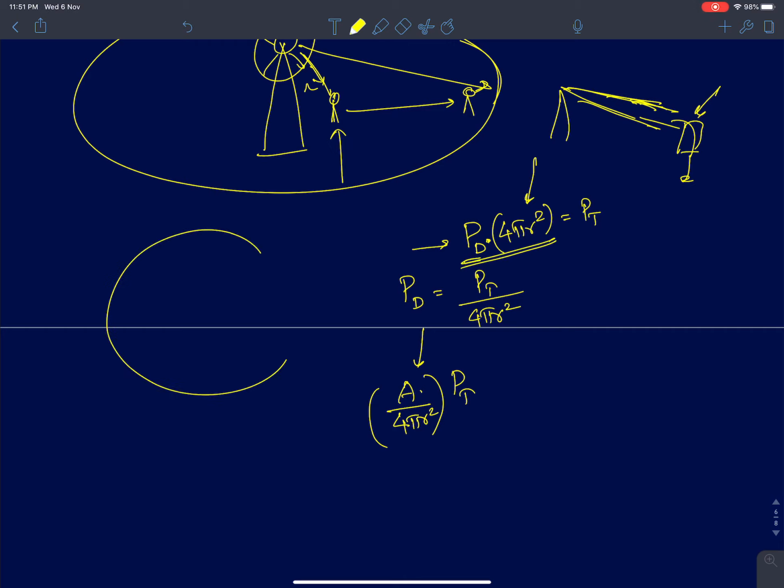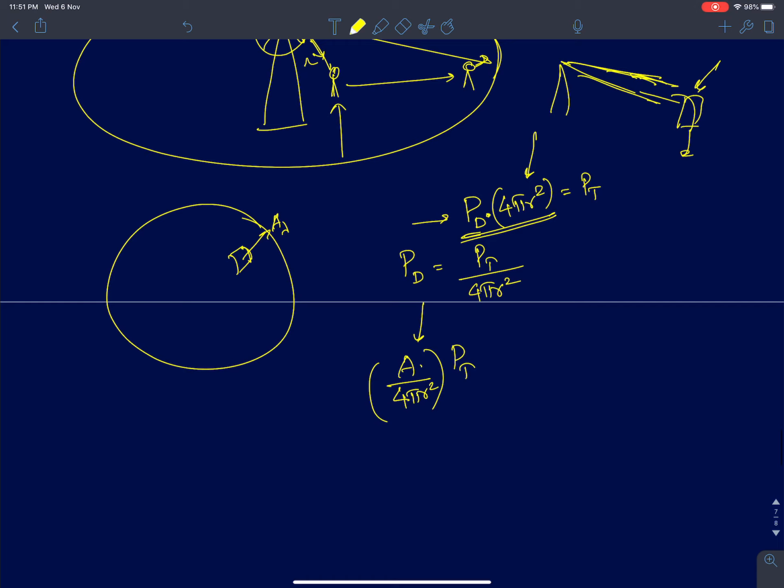So you have a sphere, and the surface area of a sphere is 4 pi r square. Now let's say the cell phone occupies a very small area, A lambda. Then the power that you will be receiving will be PT into A lambda by 4 pi r square. I have just called it A here. A lambda is the aperture area, or you can see it approximately as the area of reception of your receiving cell phone antenna. So this will be the power you will be receiving.